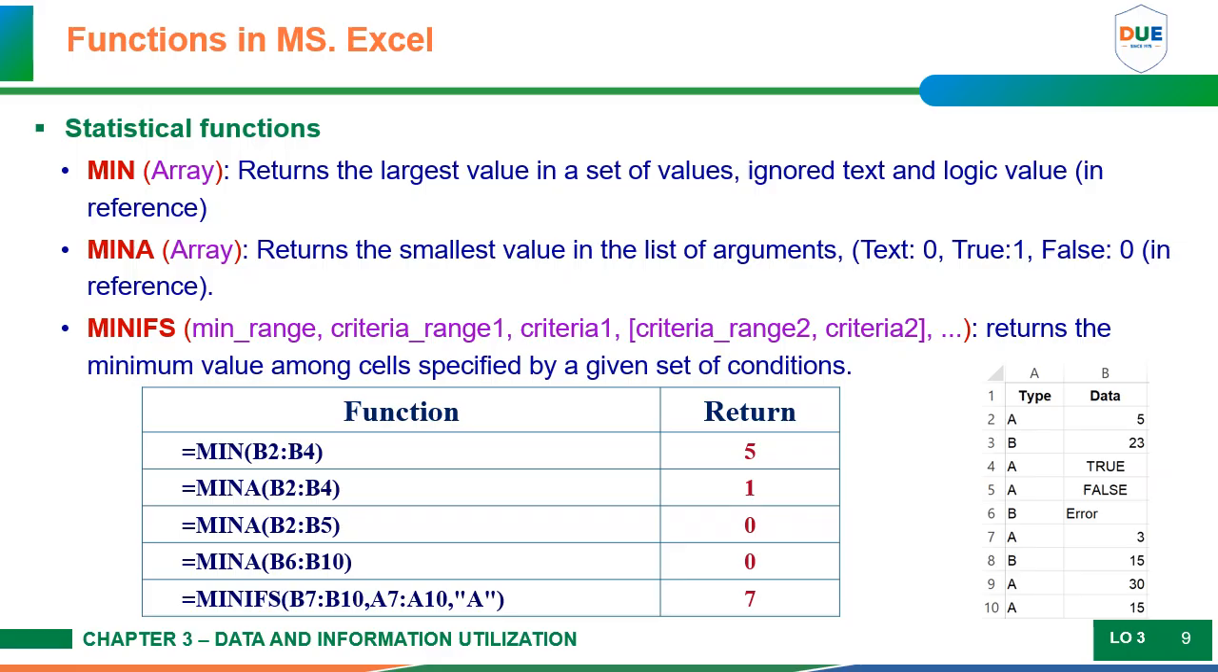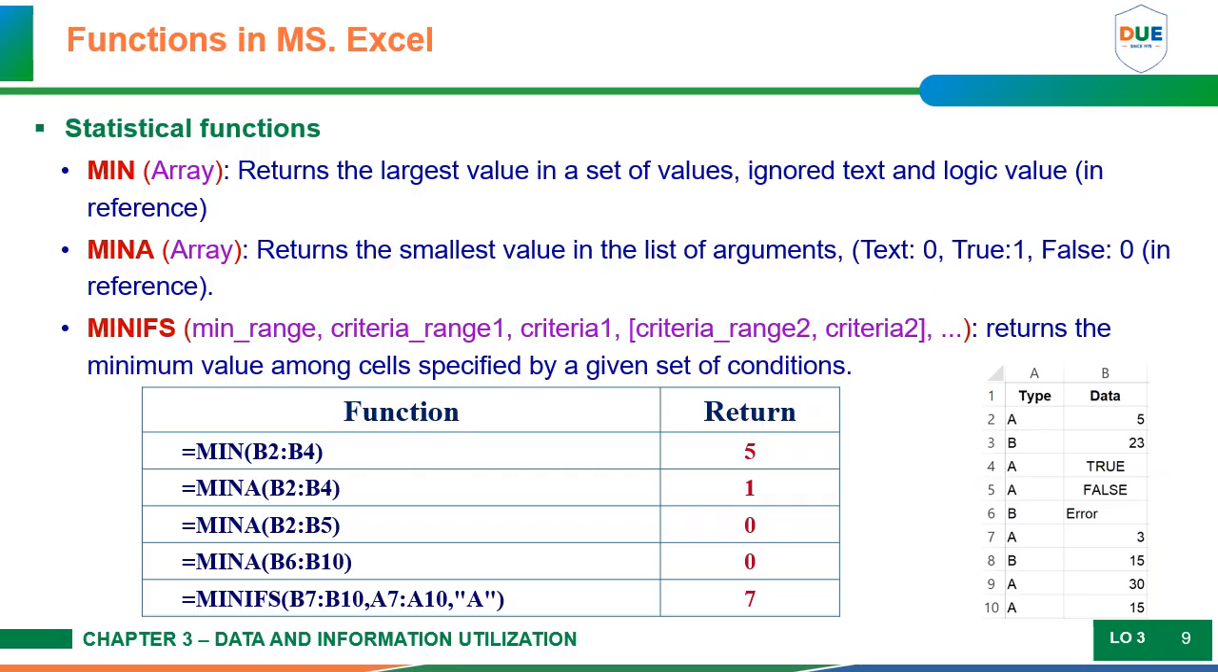MINA returns the smallest value while evaluating logical and text values as follows. Text is counted as 0. TRUE is counted as 1. FALSE is counted as 0. Examples: MINA(B2:B4) returns 1, because cell B4 contains TRUE, counted as 1.